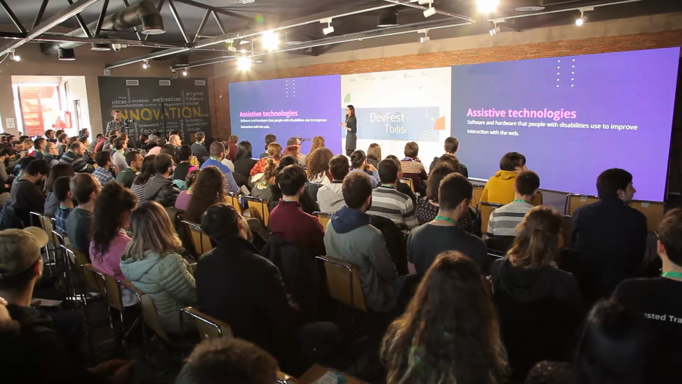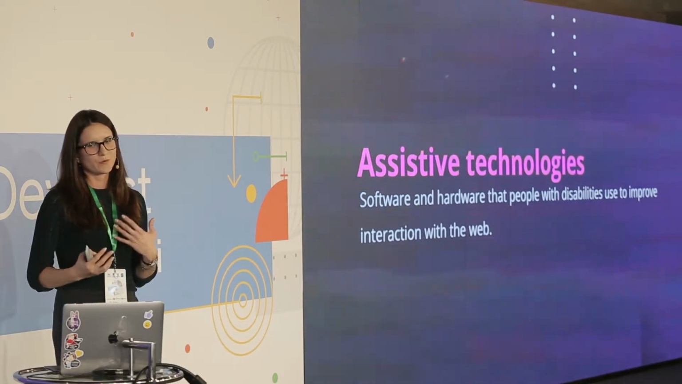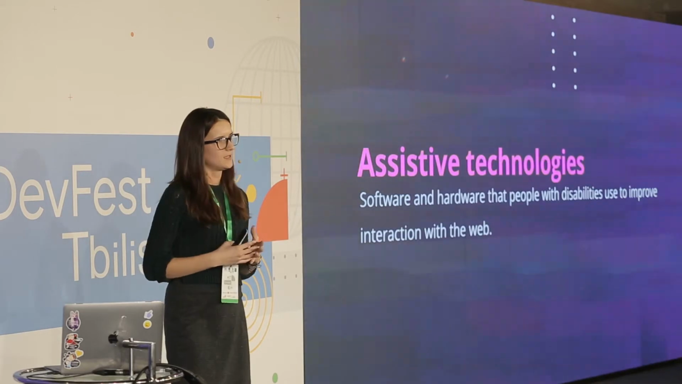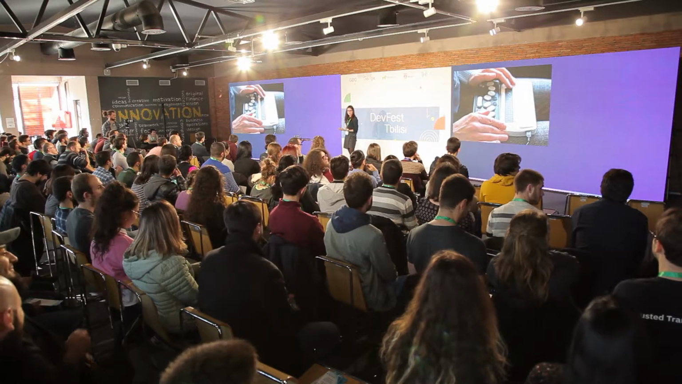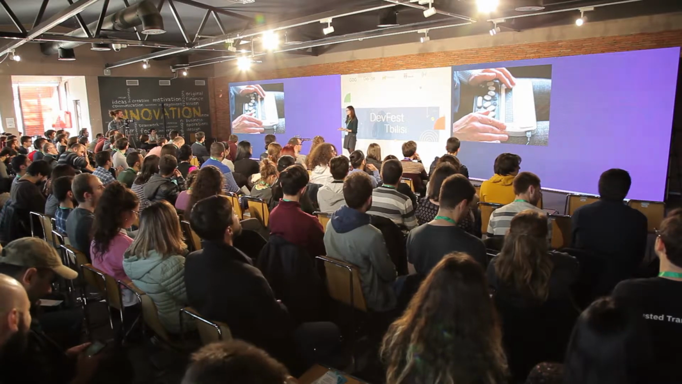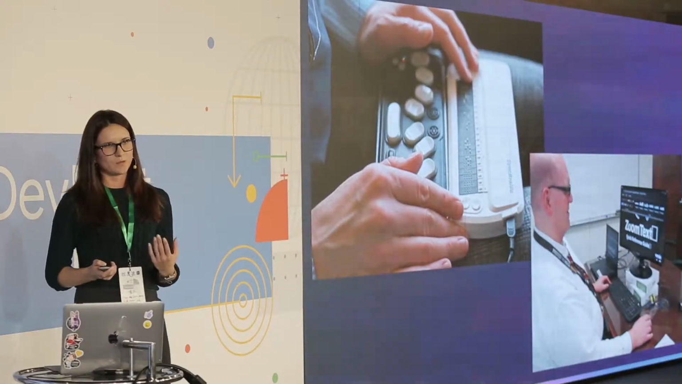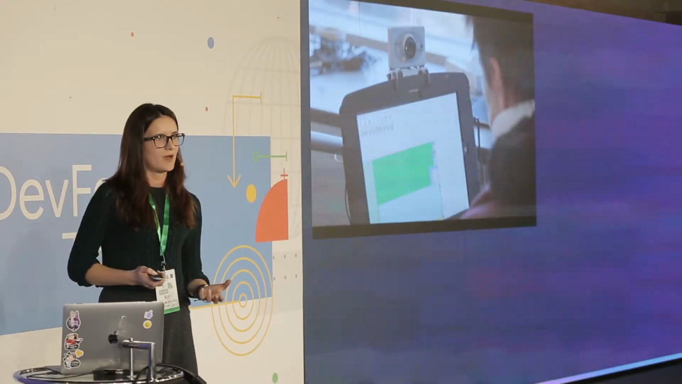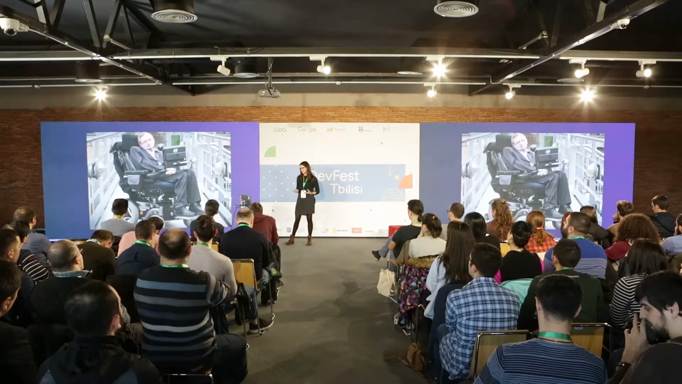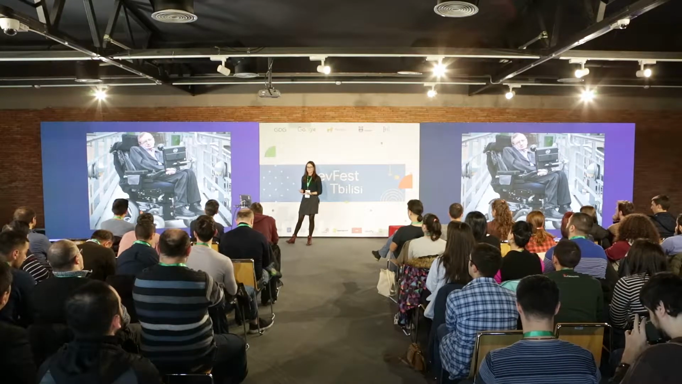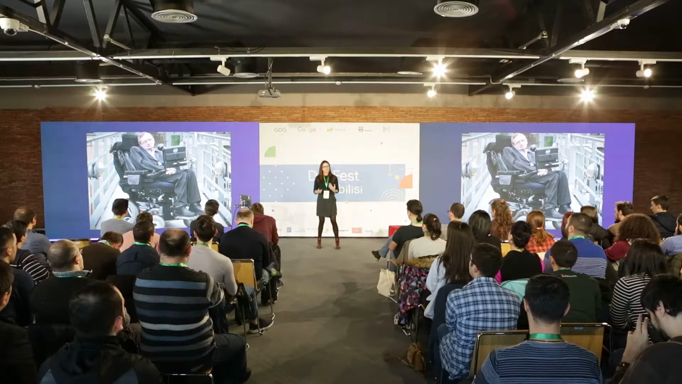And people with disabilities use software and hardware to improve interaction with the web. This is what is called assistive technologies. This includes braille terminals for blind people, screen magnifiers for people with low vision, eye tracking devices, specific touch devices, and of course everyone knows about Stephen Hawking, who used a really wide range of assistive technologies.